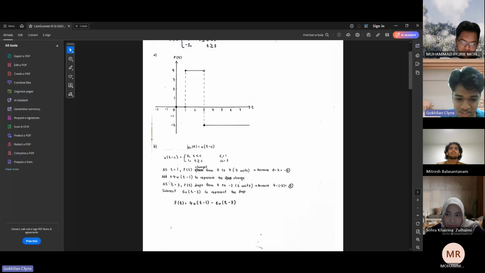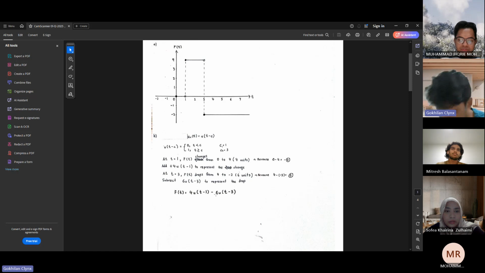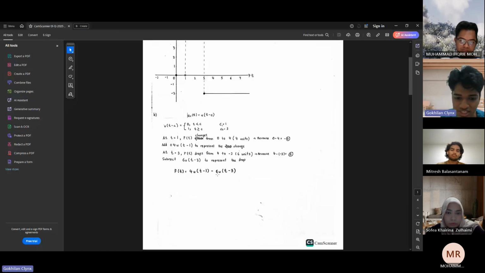At t equals 3, f(t) drops 6 units. So we subtract 6 units at t equal to 3 to represent the drop. So the complete unit step function is 4u at t equal to 1 minus 6u at t equal to 3.